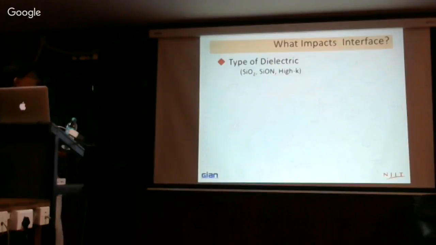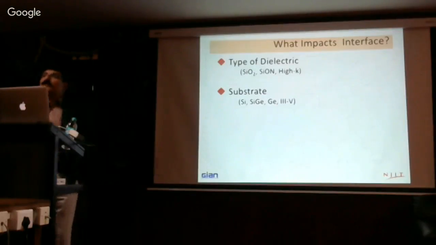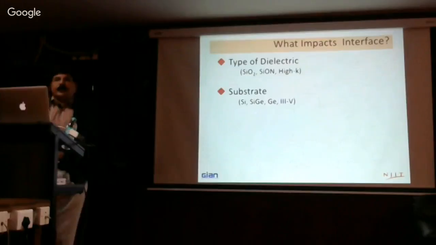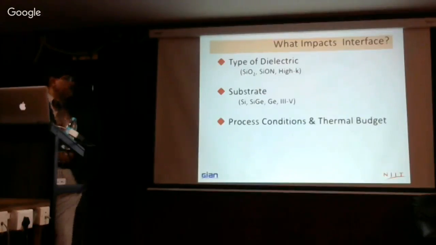Okay, what impacts this? First of all, the type of dielectric. If you have silicon dioxide, silicon oxynitride, and high K, this also impacts the interface and the charge in the interface. And the substrate, if you change the substrate to silicon germanium or III-V, that also will modify the interface charge and the CV measurements. It will not be the same for every material.